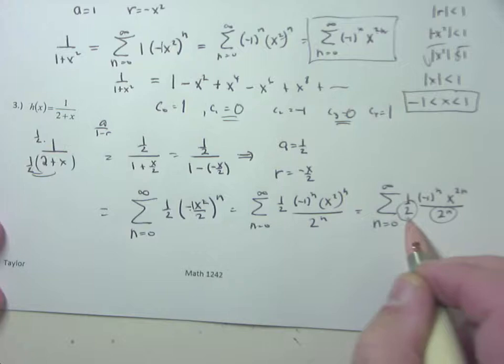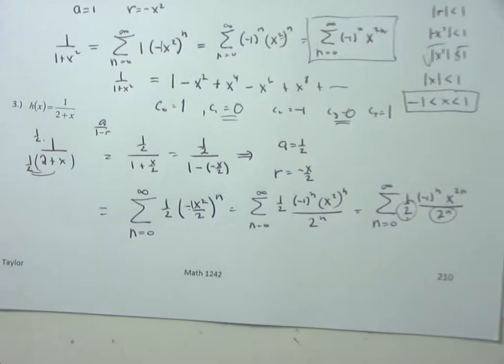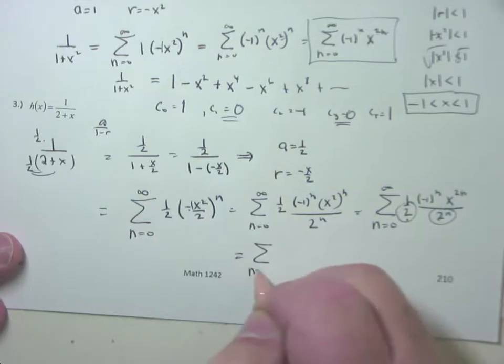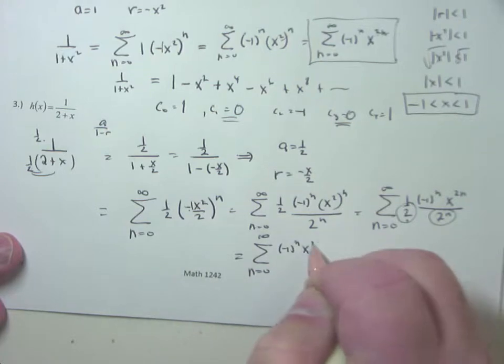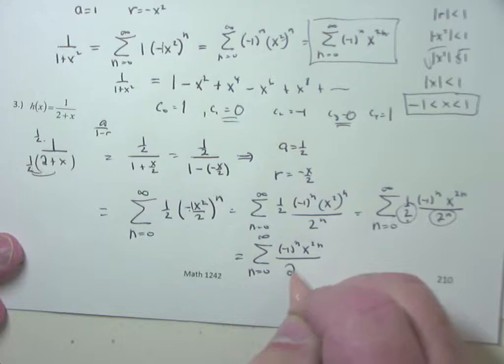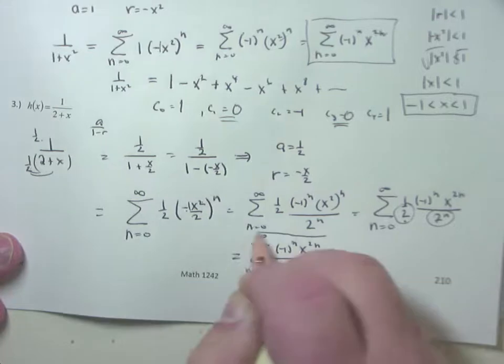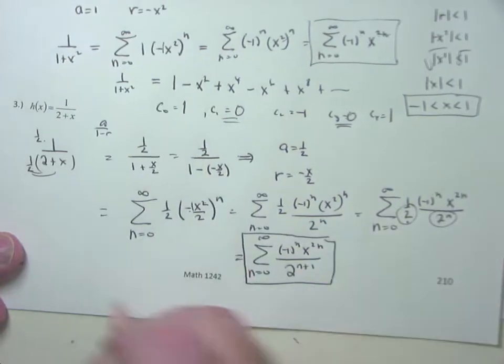Combine. What is 2 times 2 to the n? Remember we used to pull stuff off? Well, now we're going to put them back together again. What's 2 times 2 to the n? When you multiply, you add exponents. What does that give you? 2 to the n plus 1. So this is the power series. The sum as n goes from 0 to infinity of negative 1 to the n, x to the 2n, over 2 to the n plus 1. This is your power series formula.